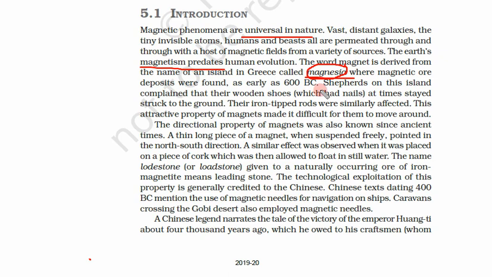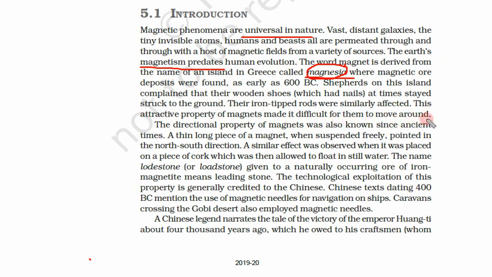As early as 600 BC, shepherds on this island complained about their wooden shoes, which had nails that at times stayed stuck to the ground. So the nails in the shoes stuck to the ground. Their iron-tipped rods were similarly affected. This attractive property of magnets made it difficult for them to move around.